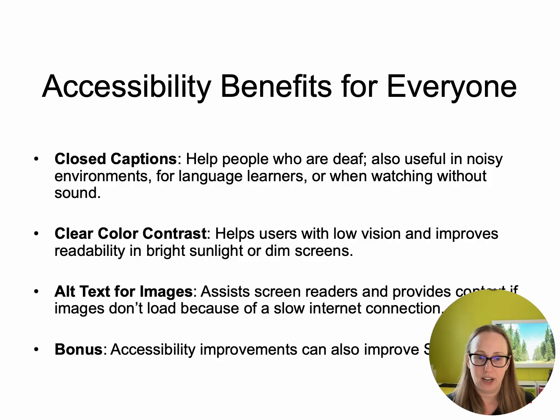Another example is the clear color contrast that helps users with low vision, and it improves readability in bright sunlight or on dim screens. Alt text is also for assistive technology, but it can also provide context if images don't load because of a slow internet connection, or if you just don't understand the image and you want to hover over it and read what it's supposed to be about. The big bonus with accessibility is that you're designing your website to work nicely with robots, and Google is a robot. So accessibility improvements can also improve your SEO.